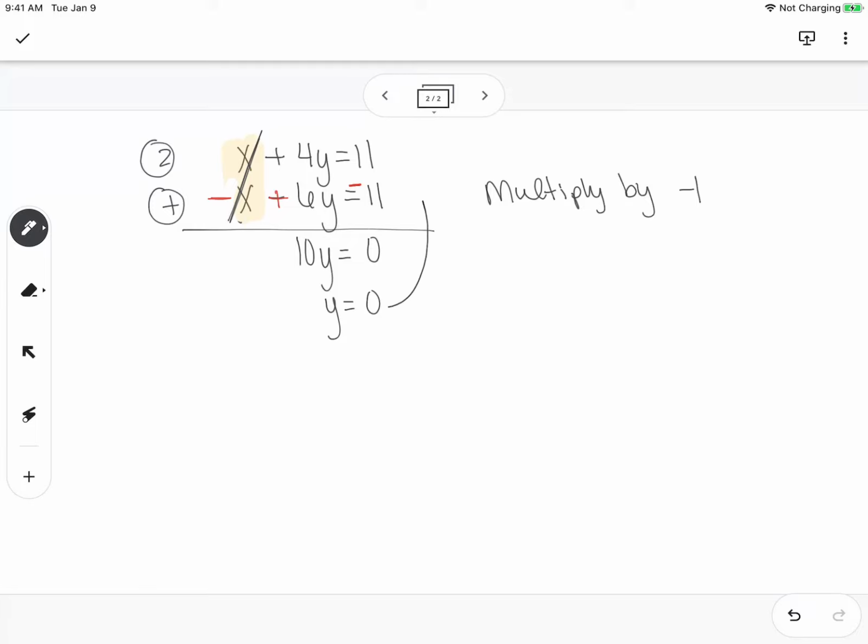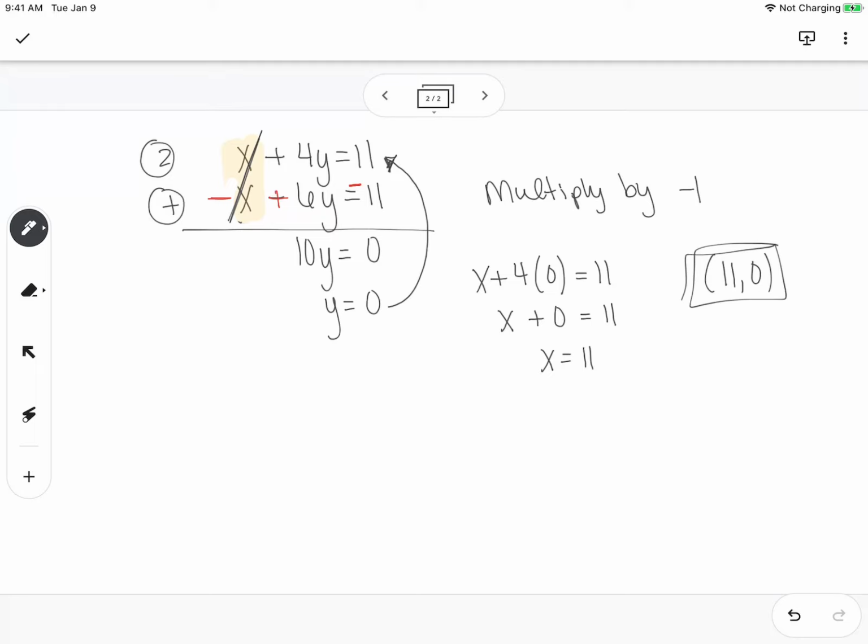Okay, and I'm going to plug this into my top equation. It does not matter which equation you go to, but I figured I messed up my bottom one by changing all my signs. It might be just safer to go to the top equation. So now I've got x plus 4 times 0 equals 11. So x plus 0 equals 11. My x is 11. So my answer is 11, 0.